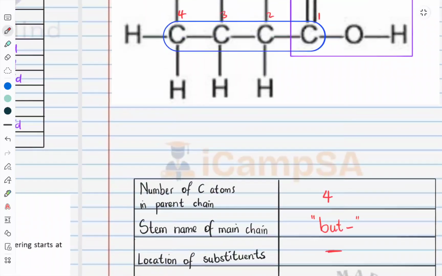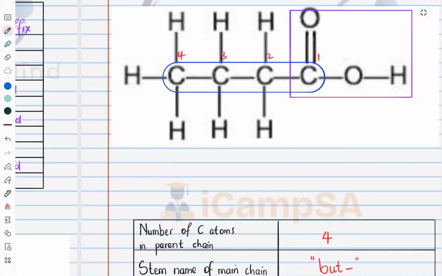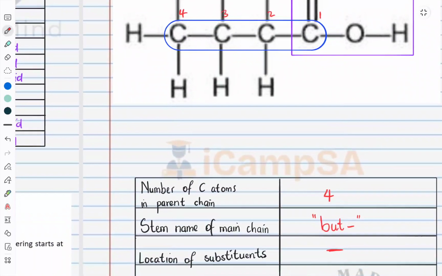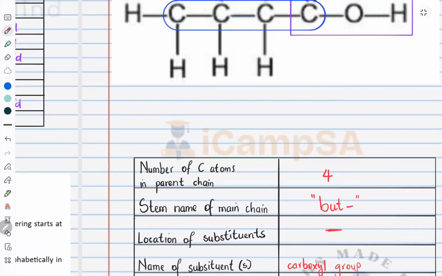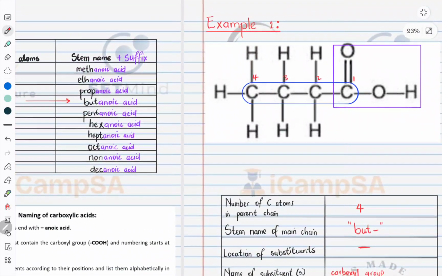So it'll always be the first thing that you see on the main chain, the first substituent. So there's no need to mention where it is. There's no need to say 1-butanoic acid. That's incorrect. In fact, it's just butanoic acid.